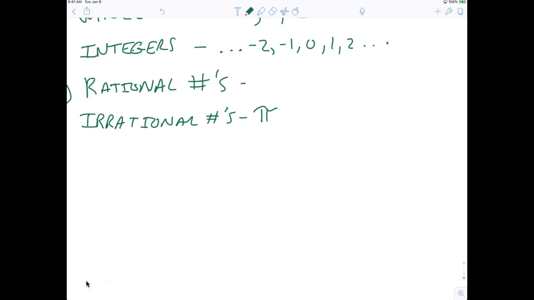Now let me give you another example of an irrational. Euler's number. Soon in Algebra 2, you will talk about e. e is like pi. It's an irrational number.